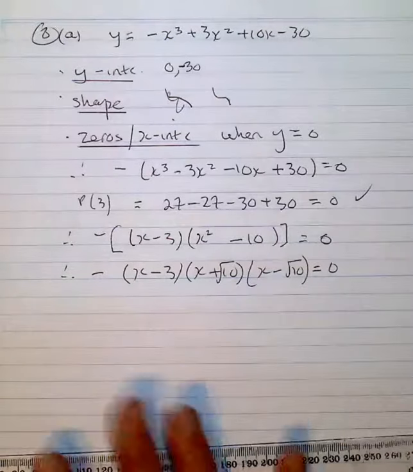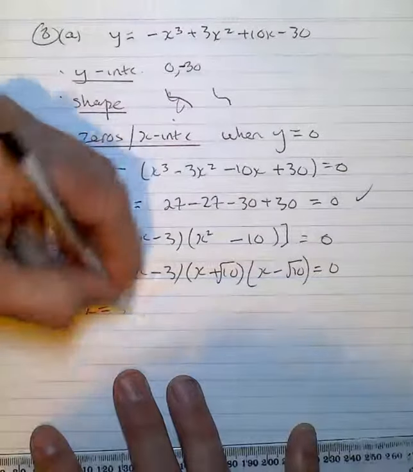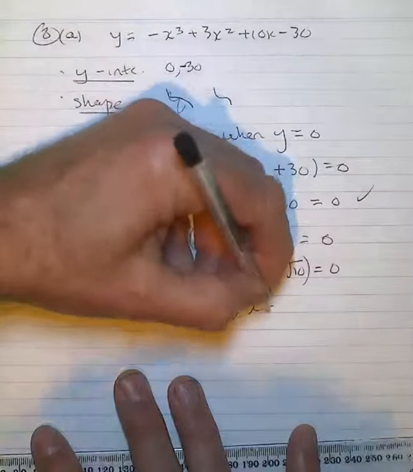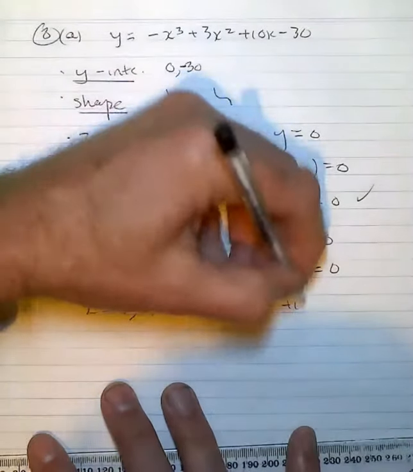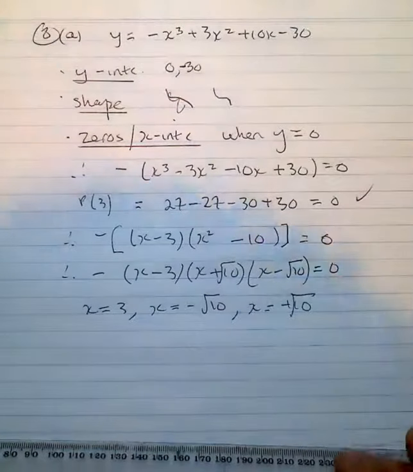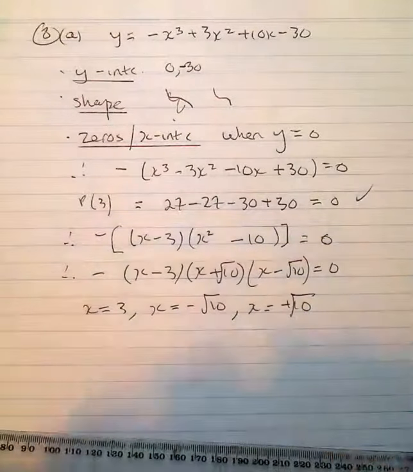So in this particular problem, x is equal to 3, x is equal to negative root 10, and x is equal to positive root 10. And I can use that information in order to graph the function.